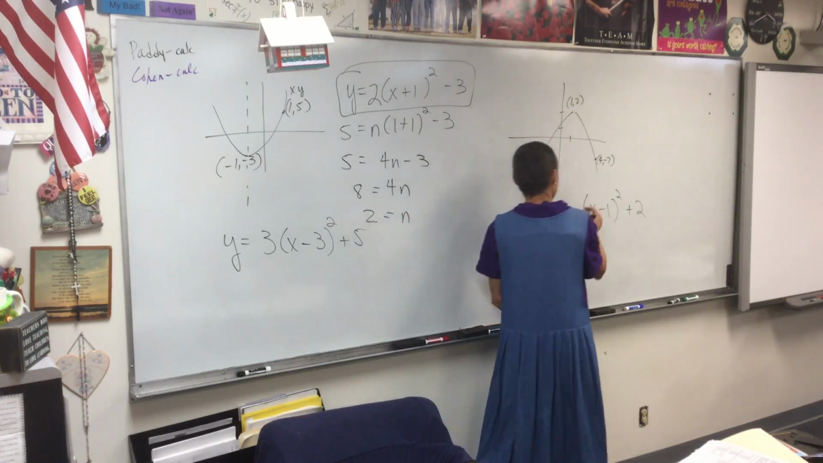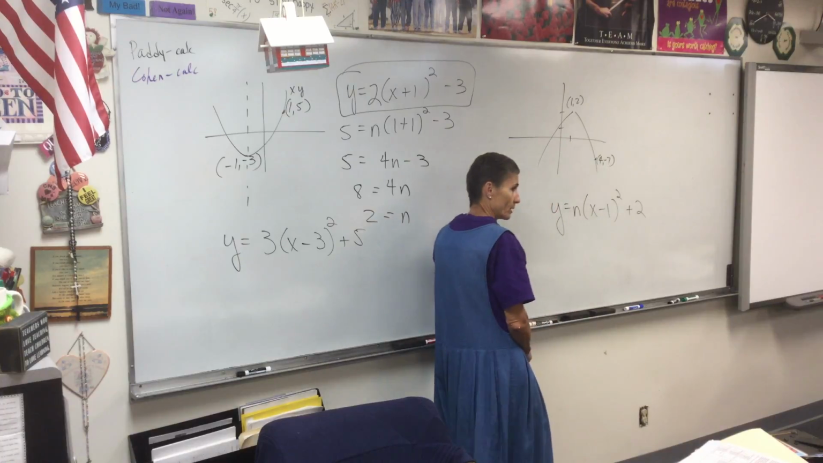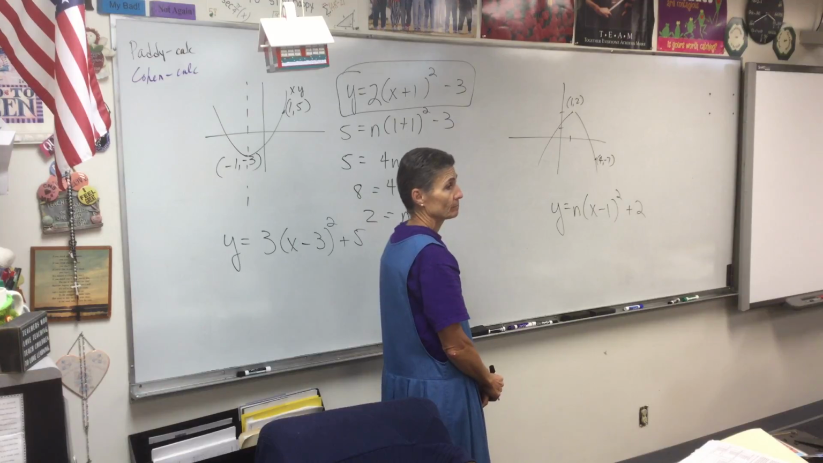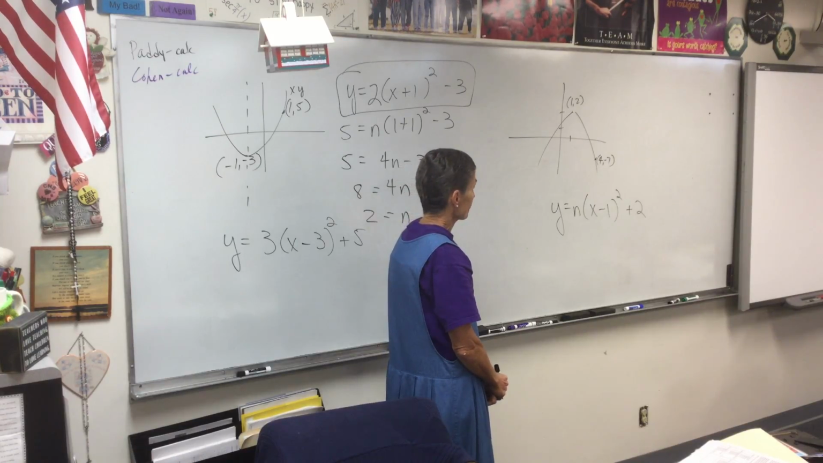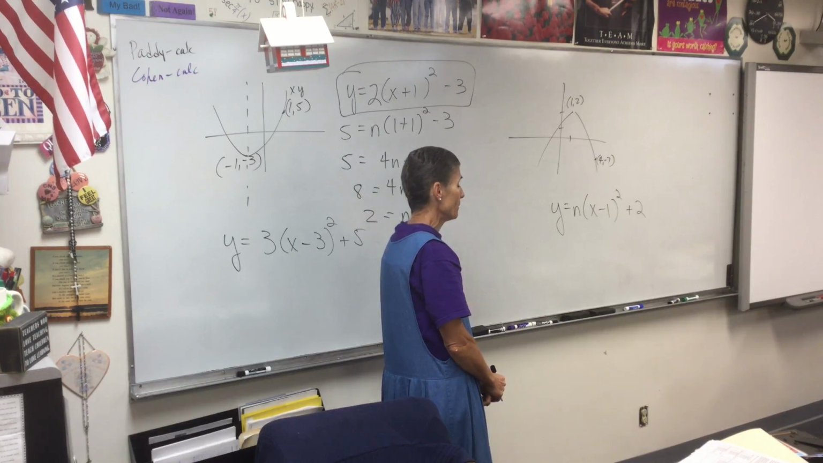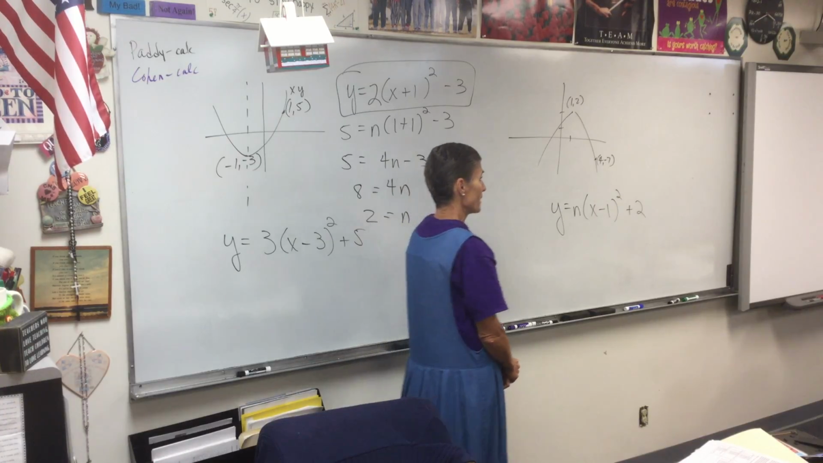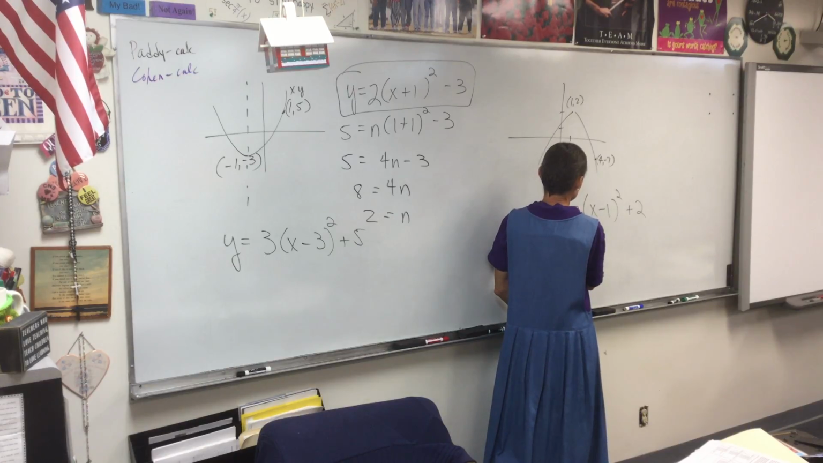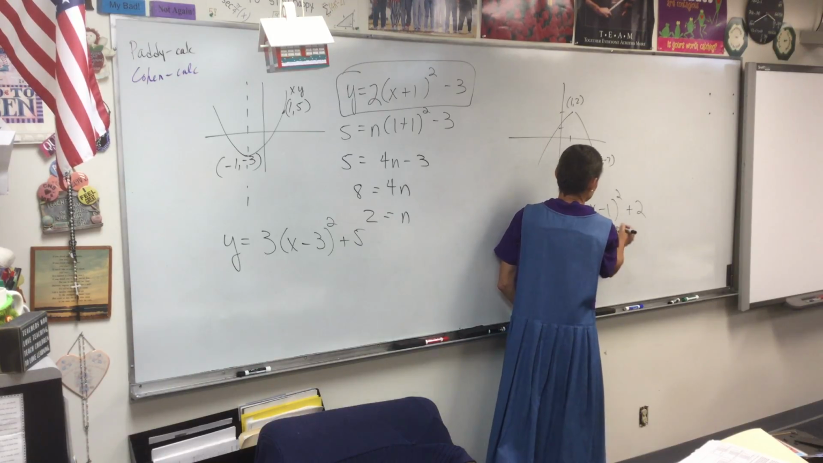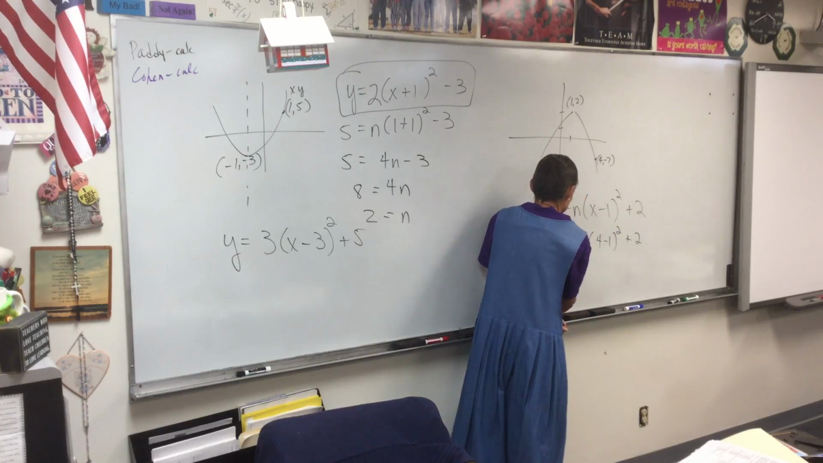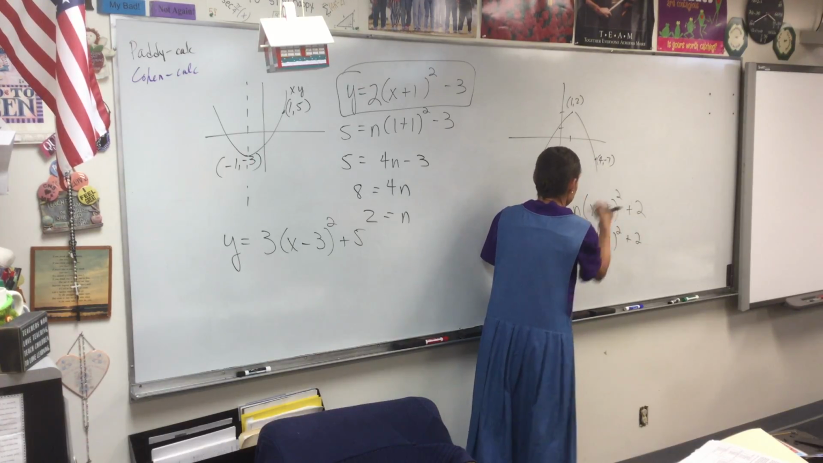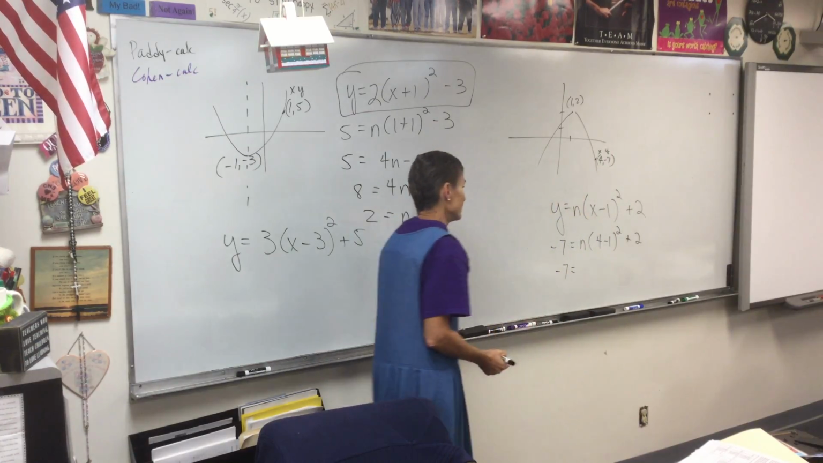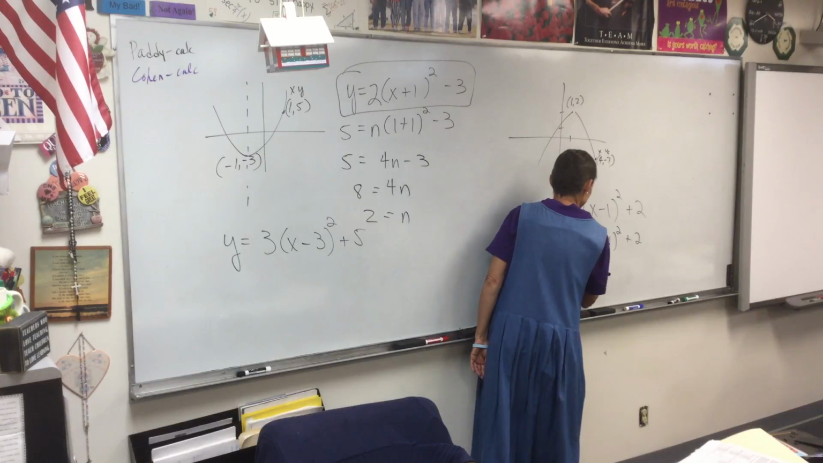Now we need to find that control number, or whatever you want to call it, that makes sure we go through that point. So what did we say we were going to do, Emily? To find that number? Yep, so I'm going to put -7 here, and 4 here. Make sure you're putting that in the right spot. This is x and y. So 4 minus 1 is 3 squared, so 9n.